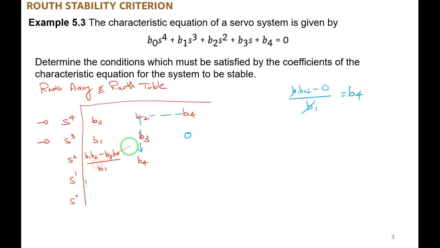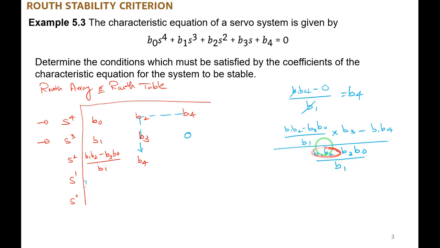Next, we will see how to calculate this element. This element into this element minus b1 into b4, divided by this, in order to calculate this. Observe once again, I will repeat: this element into b3 minus this element into b1 b4, divided by this entire thing. So let me do it by the side and write the element here. b1 b2 minus b3 b0 divided by b1, into b3, minus b1 b4, divided by this entire thing. So b1 b2 minus b3 b0 divided by b1.